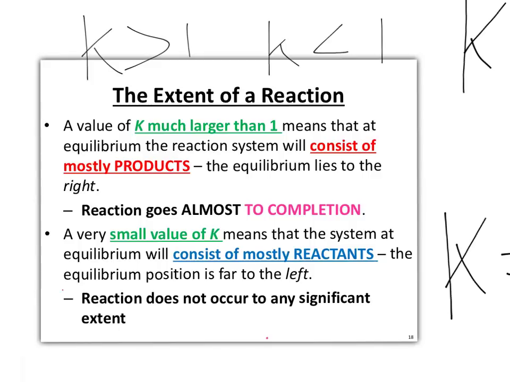Now, the key word here is almost go to completion. Because what is the name of K? Equilibrium. If it goes to completion, is it equilibrium? Well, that should make sense. If the value is small, which means it's reactant favored, the reaction does not occur to any significant extent. You may get a little bit, but you may not get a lot.